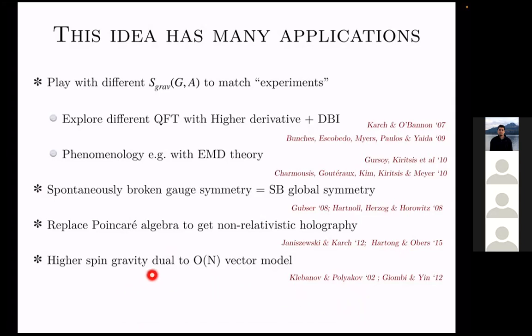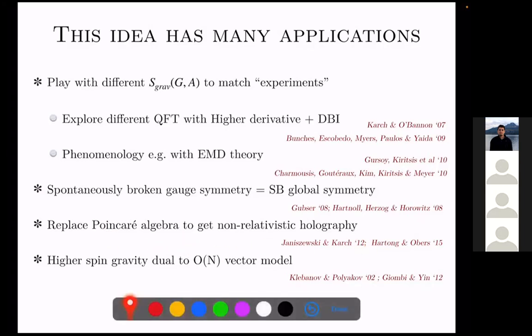You can imagine making a higher spin gravity, which is dual to the O(N) vector model, where the O(N) vector model has infinitely many higher spin Noether currents, and it maps into a higher spin gauge field, which is gravity in the bulk. This is also by Klebanov and Polyakov, and then by later generalization by Giombi and Yin. And you can also imagine changing the Poincare algebra: instead of using the Poincare algebra in the bulk, you replace it with something else to get a non-relativistic version of holography, or more precisely the Horava-Lifshitz version.